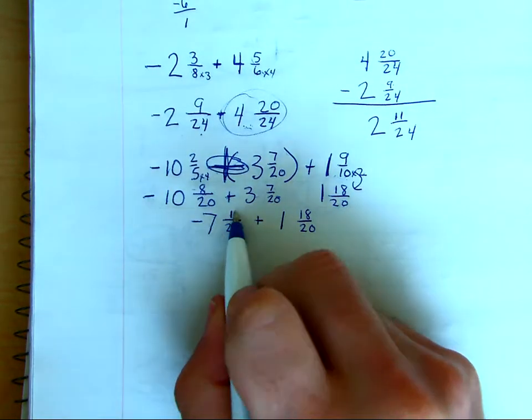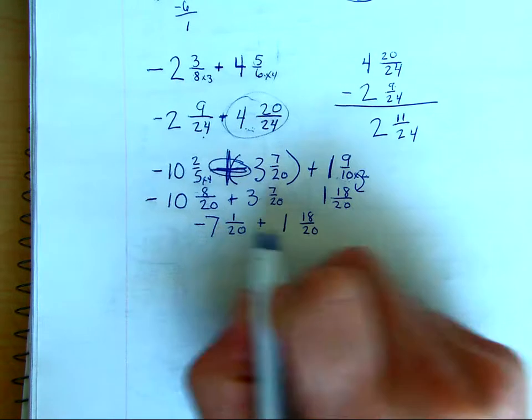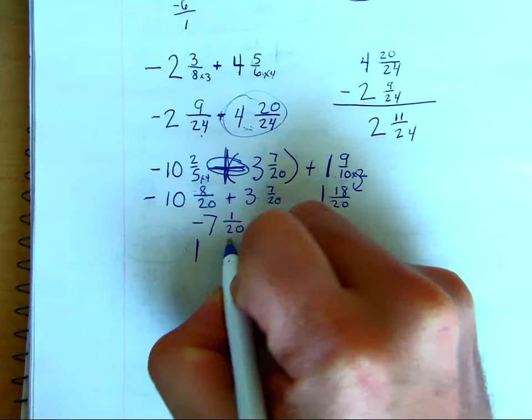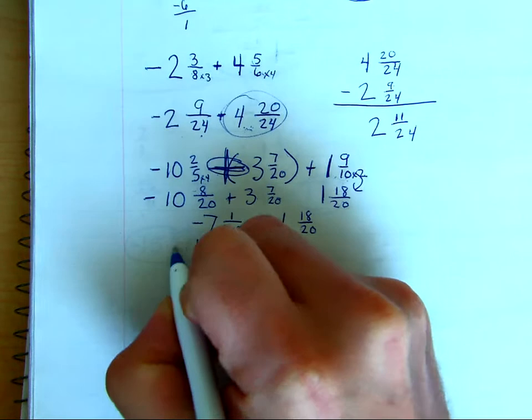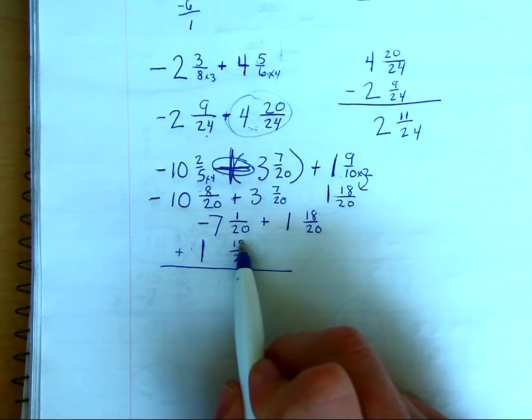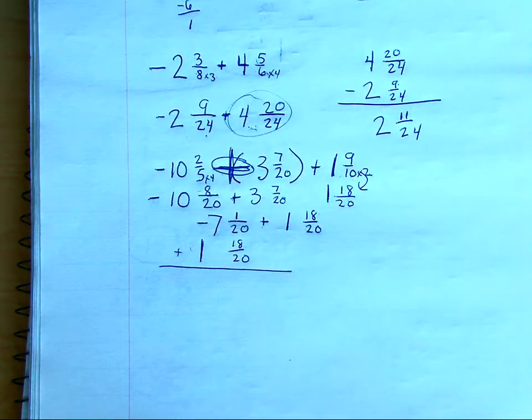So negative 7 and 1/20 plus 1 and 18/20. Alright, one negative, one positive. I need to subtract them. So 1 and 18/20. Okay, well, 1 minus 18, you can't do it without getting a negative answer, so I'm going to need to go two routes. I can either borrow or I can go improper fraction route, and I'll show both ways.